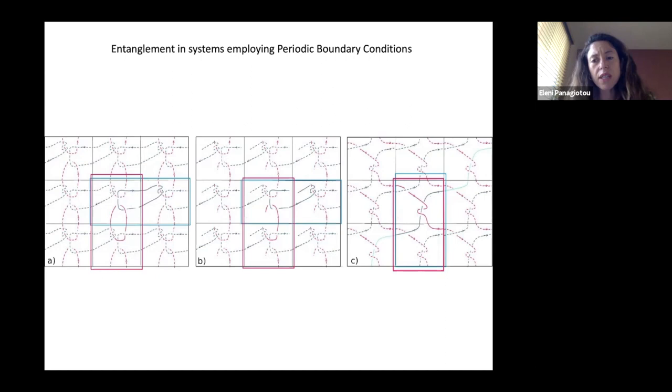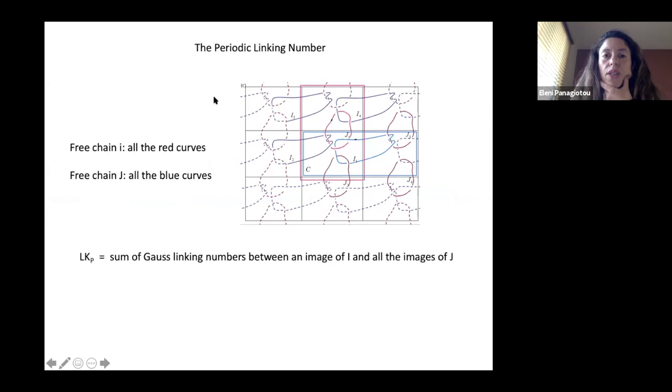So that's why, after a lot of looking for the right way to define a linking number in that situation, we defined the periodic linking number. The idea is that we have this generating chain, blue and red arcs, which form infinitely many copies of blue and red curves. We call them free chains, as in free vector. If you choose a specific component, you call it an image of the free chain, so I1 is an image of the free chain I. We give those definitions to help explain the main idea.